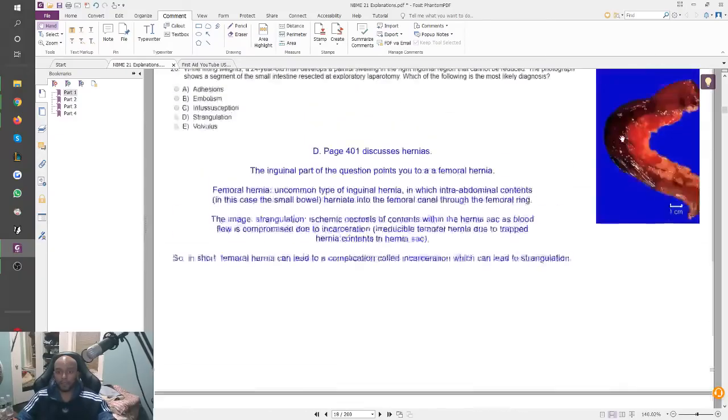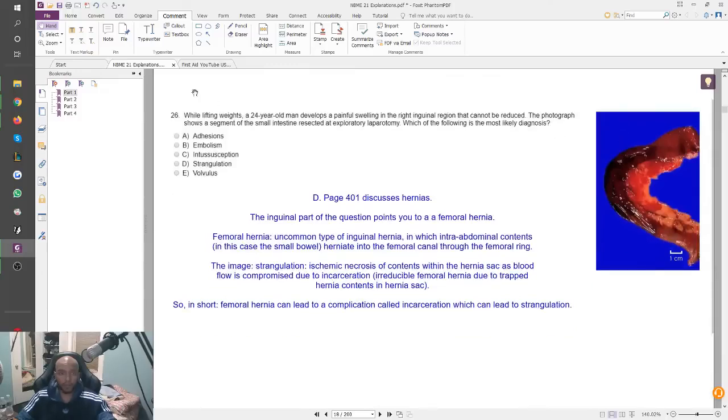There's been a picture for every question so far. Question 18. While lifting weights, a 24-year-old man develops a painful swelling in the right inguinal region that cannot be reduced. Very obvious what's happening to him. The photograph shows a segment of the small intestine resected at exploratory laparotomy. Which of the following is the most likely diagnosis?